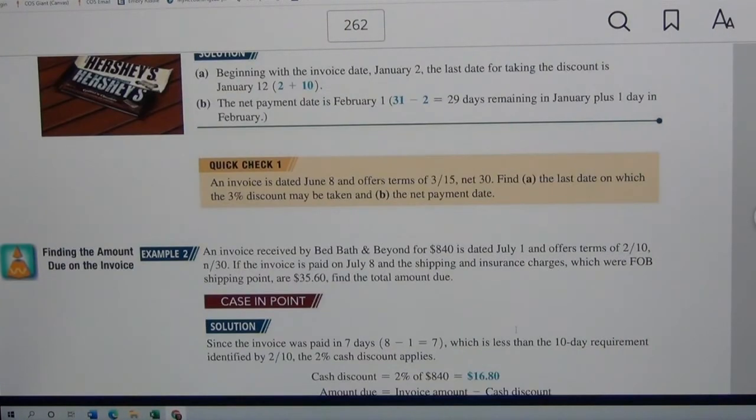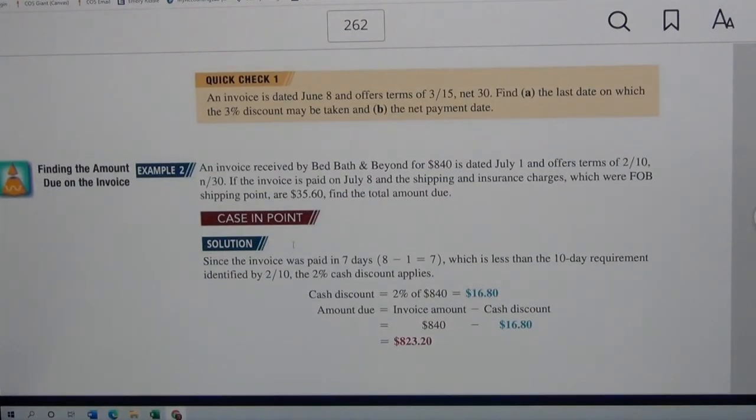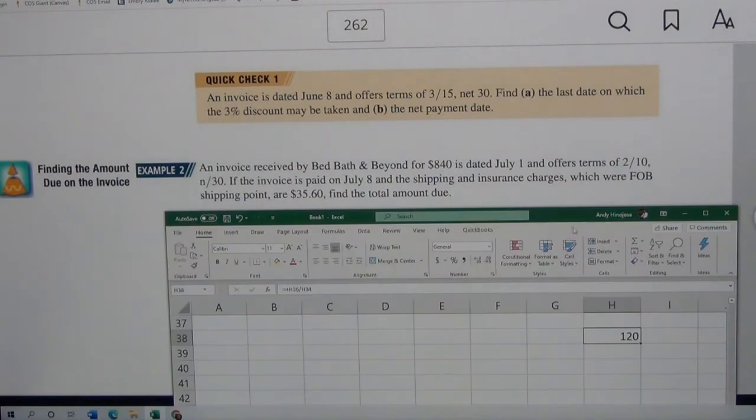Okay? Let's go ahead and take out this next one. Bed Bath & Beyond. An invoice received by Bed Bath & Beyond for $840 is dated July 1st and offers the terms of 2/10 net 30. If the invoice is paid on July 8th and the shipping and insurance charges, which were FOB shipping point, are $35.60, find the total amount due.